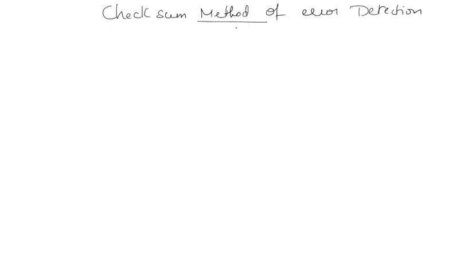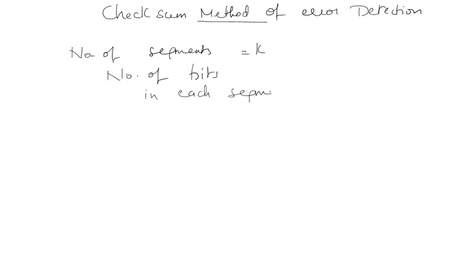Okay, so in the checksum method, in this method of error detection scheme, the data is divided into k segments, each of m bits. So the number of segments is equal to k and the number of bits in each segment is equal to m.